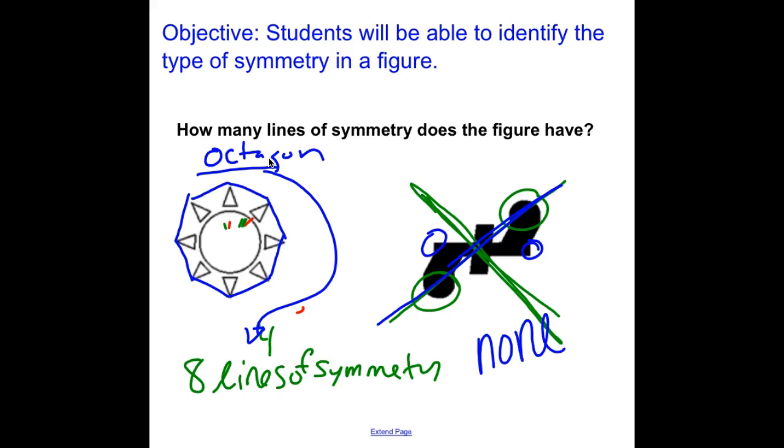It does, however, have rotational symmetry of 180 degrees. So I can spin it around this point, and I can spin it all the way around like that to get 180 degrees symmetry, but it does not have line symmetry.